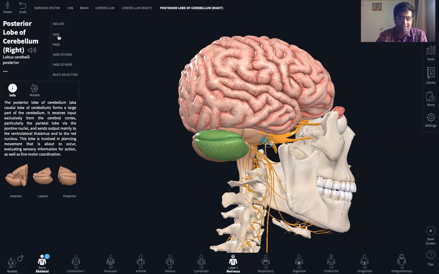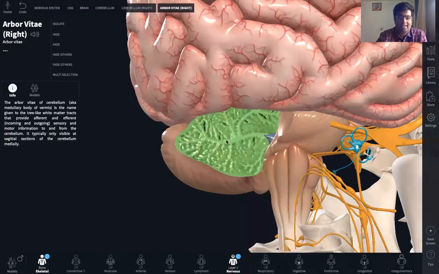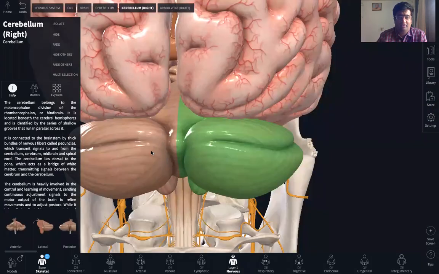Now, if I take a section of the cerebellum, you can see here a tree-like branching. This tree-like branching is called the arbor vitae. Arbor means tree. So here it refers to the extension of the white matter into the gray matter, and it branches like a tree, and that is why the name, the arbor vitae. Now, the cerebellum is also divided into two equal halves.